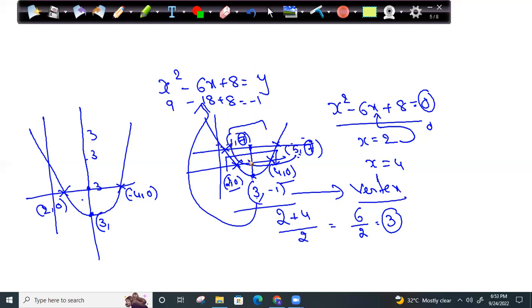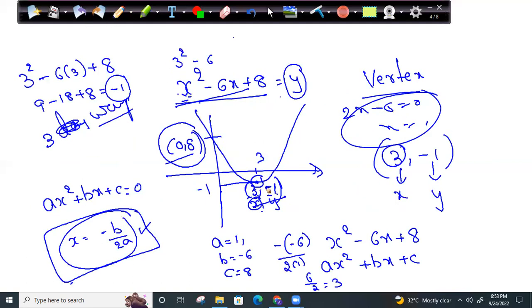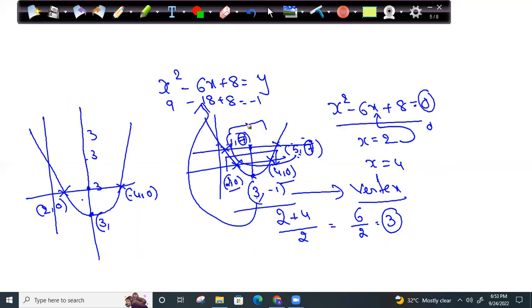So we discussed two methods to find the vertex. What is the first method that we found to find the vertex? The formula. Formulas are always easy, but you need to remember them. The next method is to find the x-intercepts, find the midpoint, you get the x value, plug the x value in the function, and you get the y value. So the vertex is 3, -1.